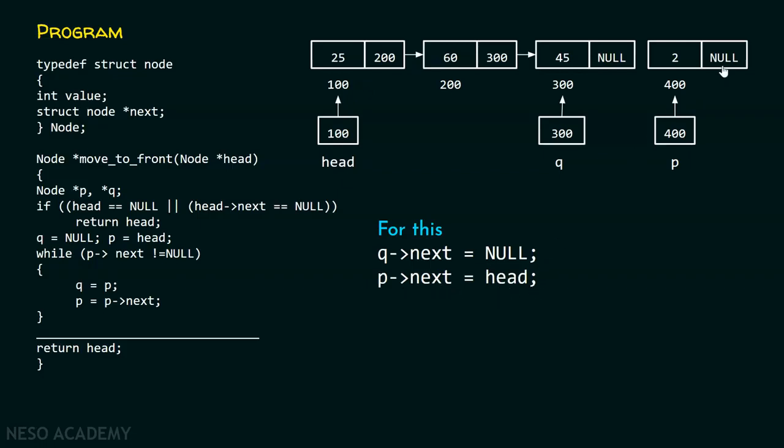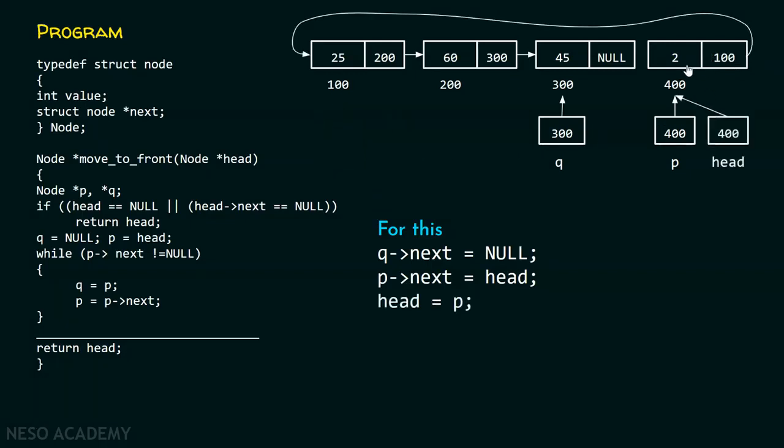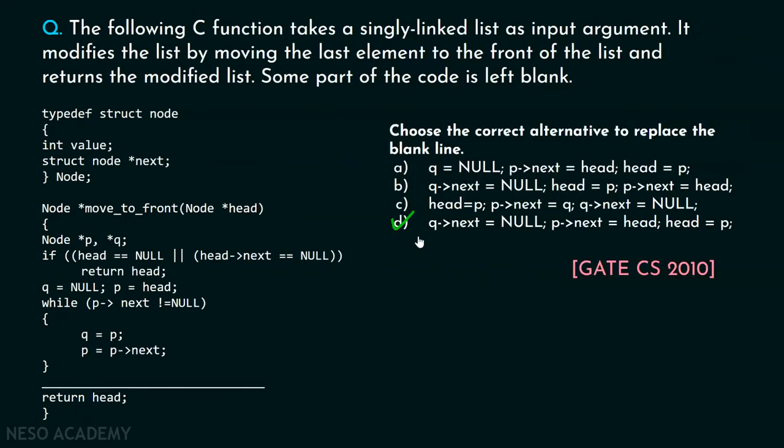Here we will update the next part of this node by this address, that is 100. So we'll store this address 100 over here. After this, we just have to update the head pointer so that it points to this particular node. Now this node becomes the first node of the list. That's it. So these 3 lines of code are all we need. So option D is straight away the correct option, let me tell you.